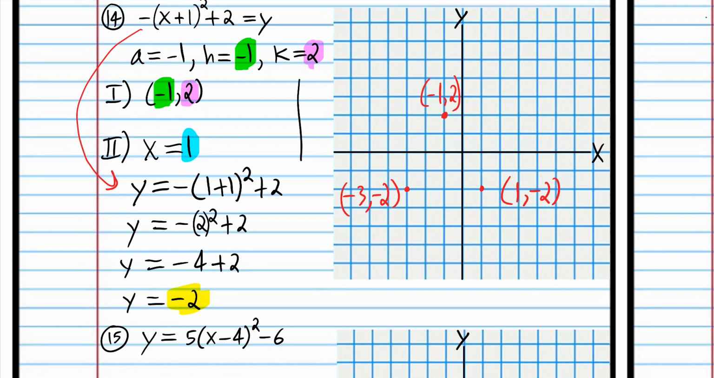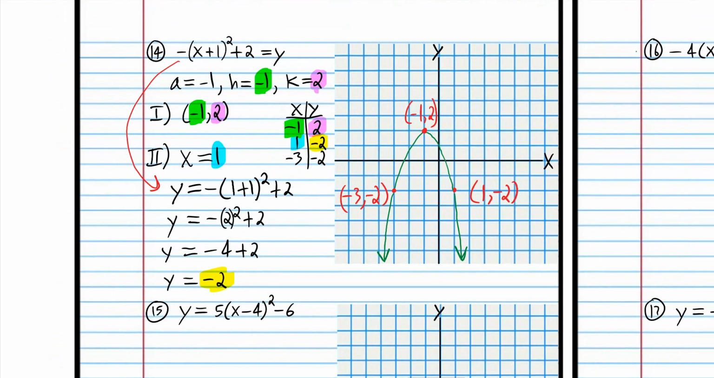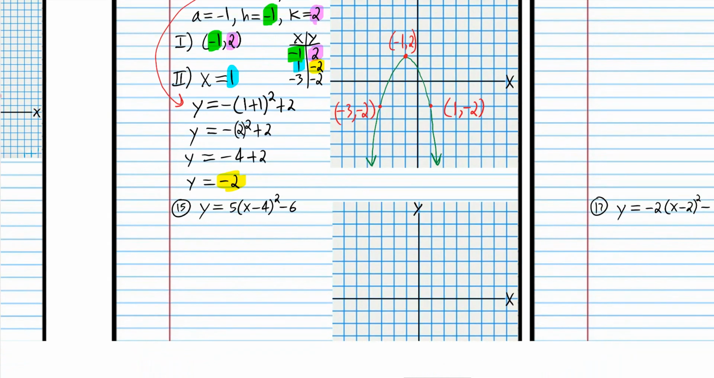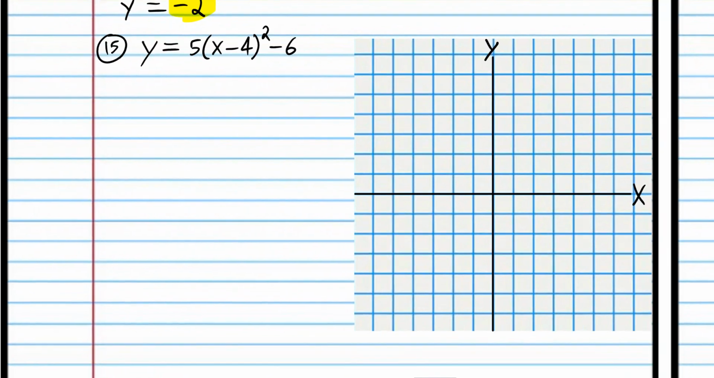Let's make a table to keep track of all the points that we're graphing: (-1, 2), (1, -2), and (-3, -2). Okay, so now let's connect the dots. There you go. So again, we're graphing using vertex form. This is called vertex form because you can see the vertex just by looking at it. Let's try one more of these before you try one on your own.